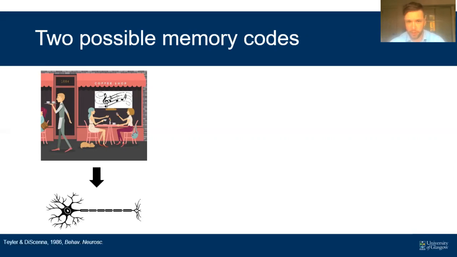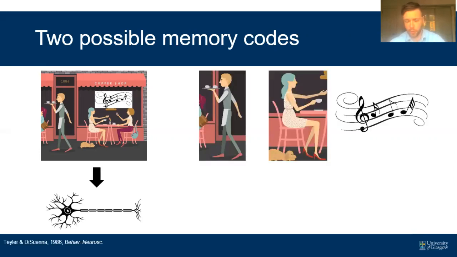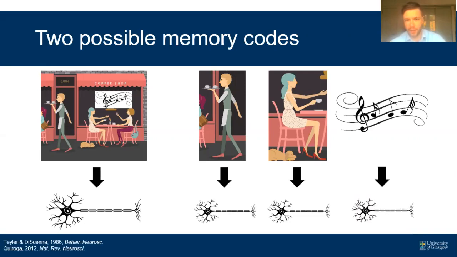Now, as an alternative, Quiroga proposed in 2012 that each of these elements is coded by one individual concept neuron. And in this case, one episodic memory would be coded by the concurrent activity of multiple of these concept neurons.